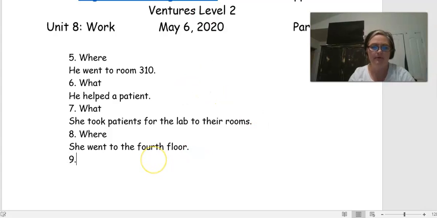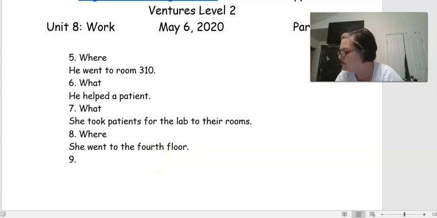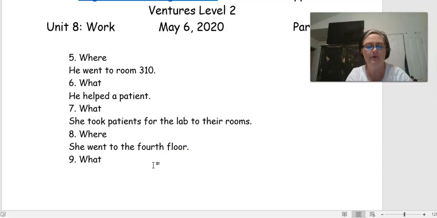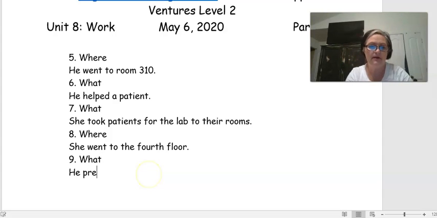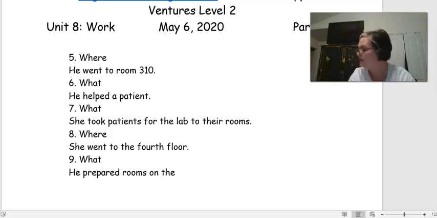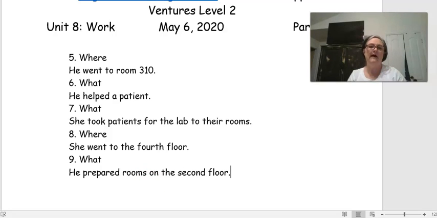Okay, picking up with number 9. What did George do at 11:30? "Do" is an activity. We're asking what? He prepared rooms on the 2nd floor. Okay, so there are your answers for 5 through 9.